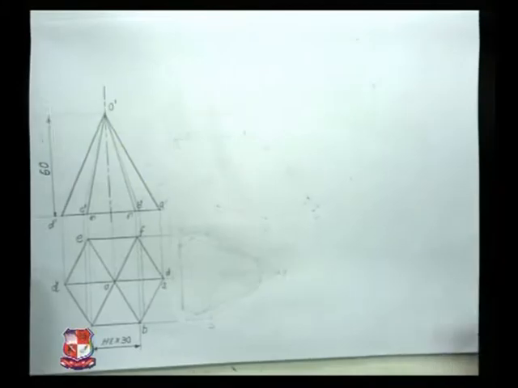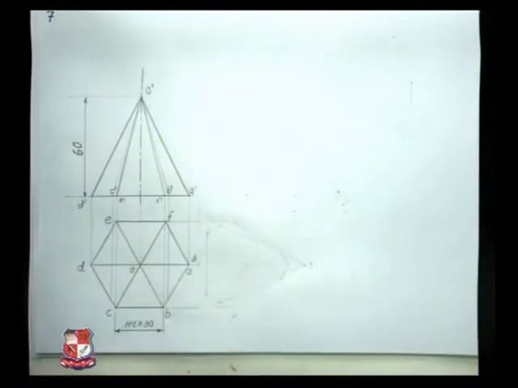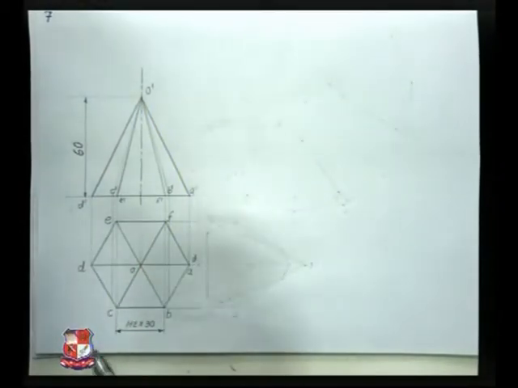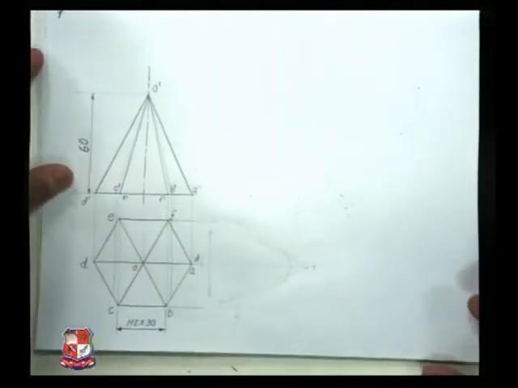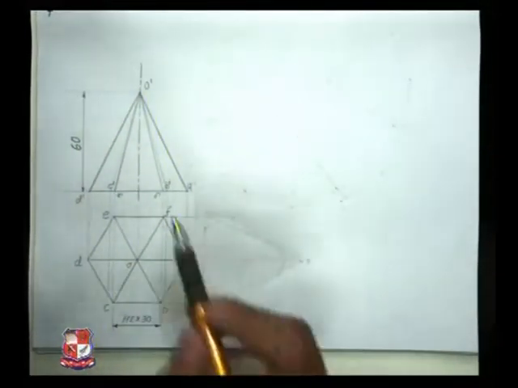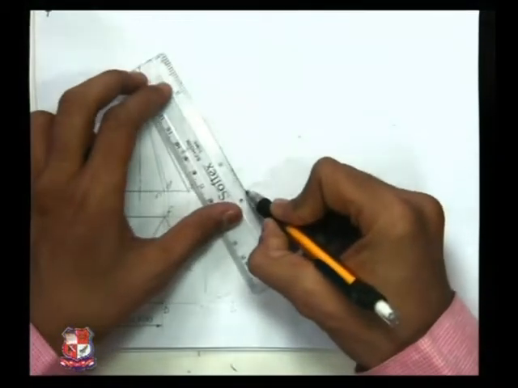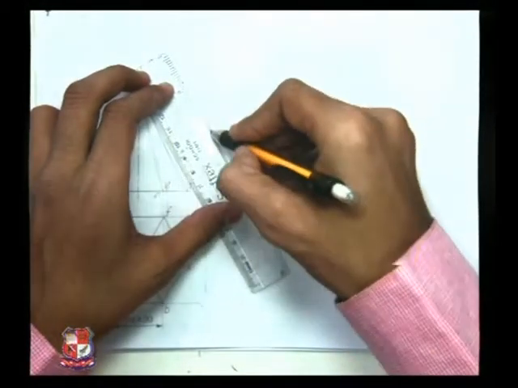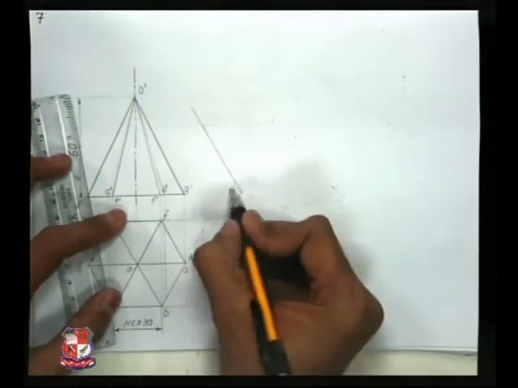First we draw the top view and front view of the given solid. Top view is a regular hexagon, side length 30, height is 60 mm that we have drawn. Now it is given that this base makes an angle of 60 degree with XY line or with horizontal plane. So draw a line which makes an angle of 60 degree with XY line.